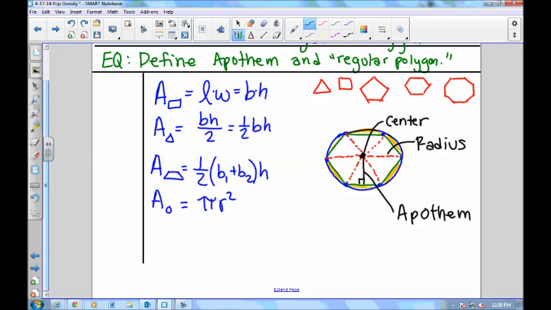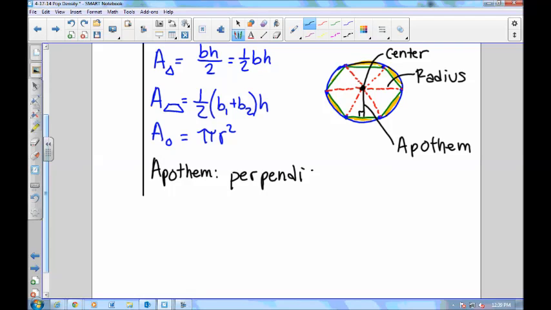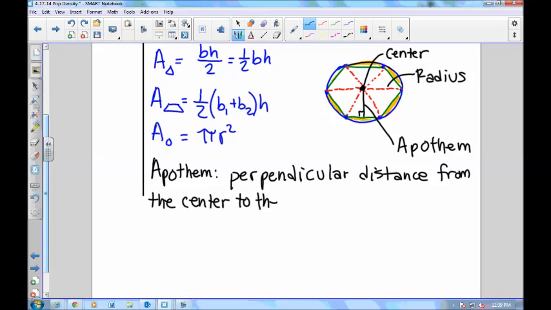An apothem is the perpendicular distance from the center to the side. Let's write that down. Apothem is the perpendicular distance from the center to the polygon side.